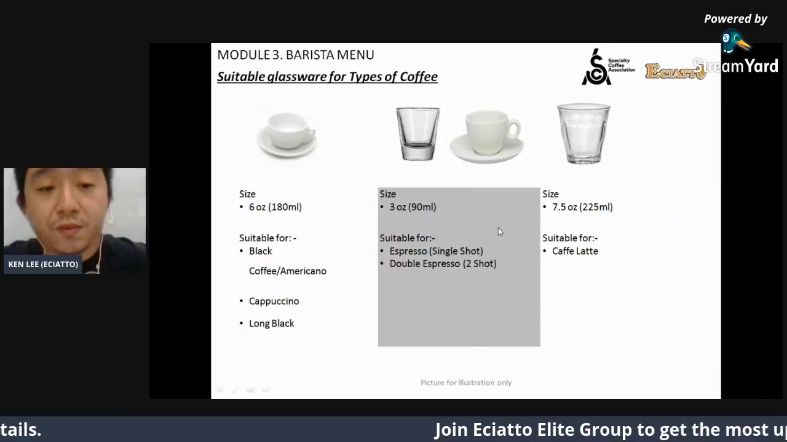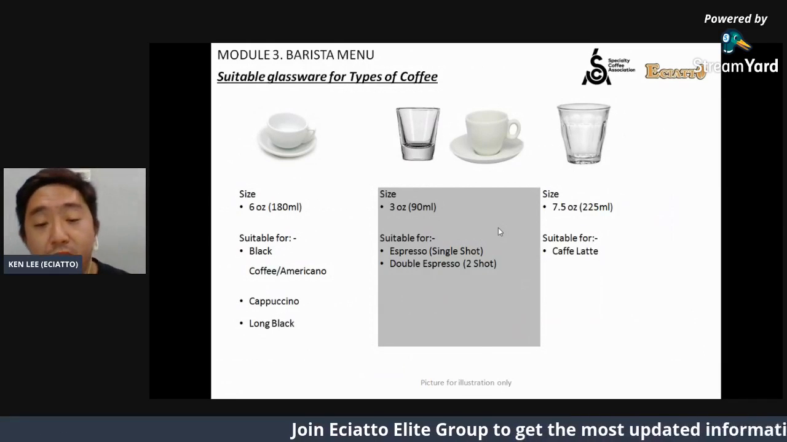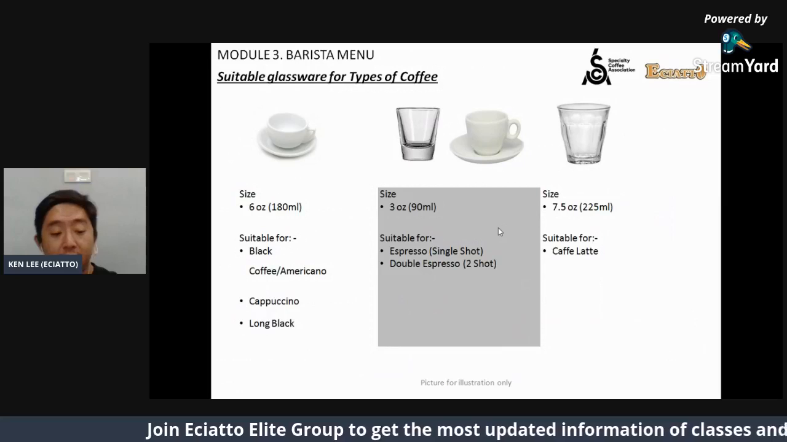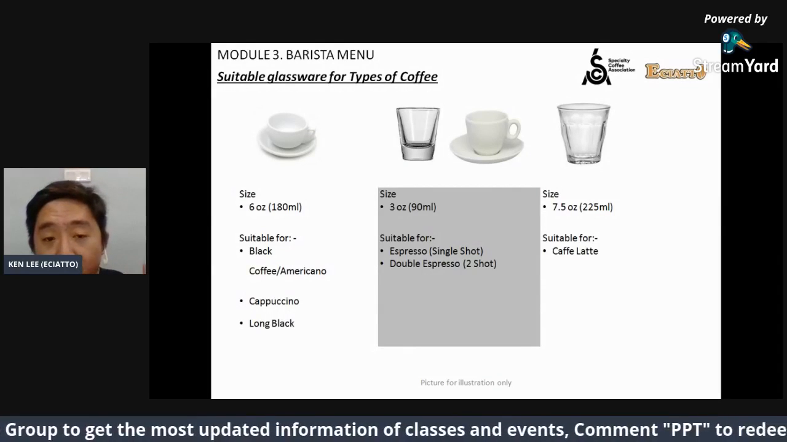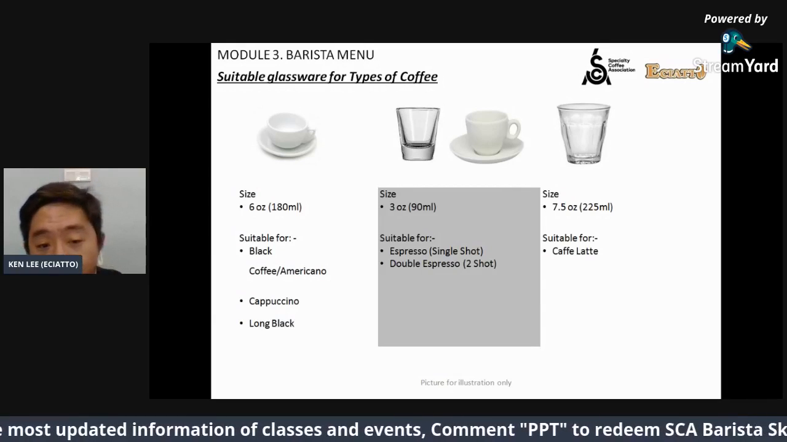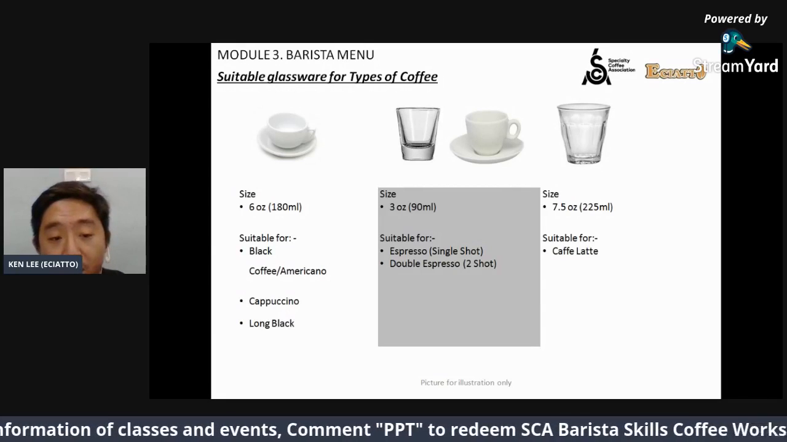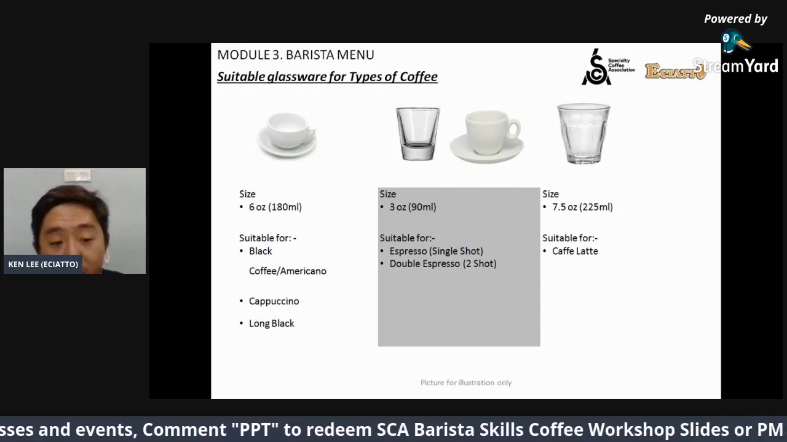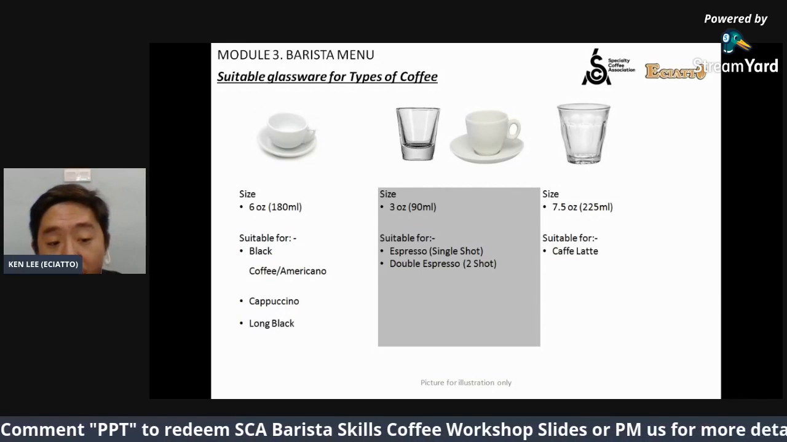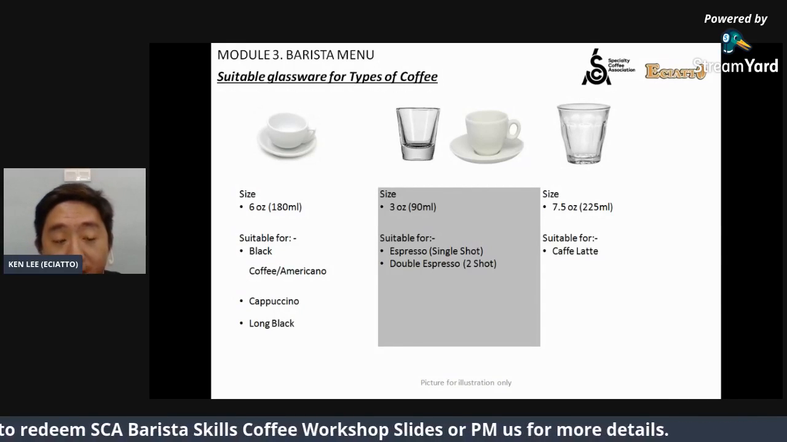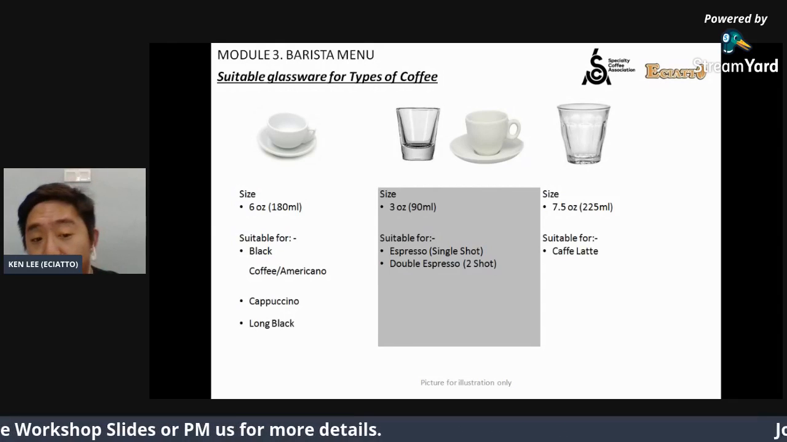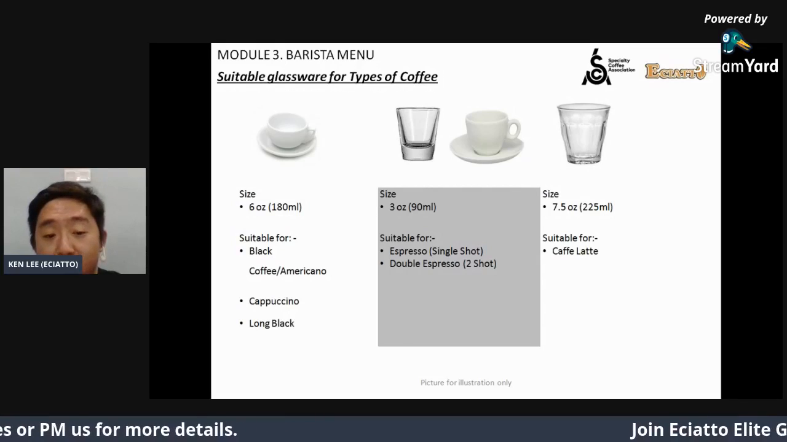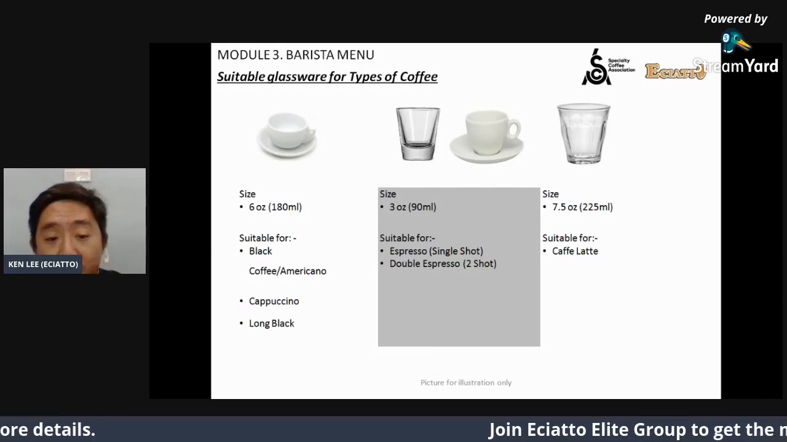So these are some of the glassware or cups that we can use. Suggested sizes: I do know that in the market you can see a lot of different sizes. You have 8 ounce, 10, 12, 14, 16, 18, 20, 22. Commonly for Americano or black coffee, we use around 6 to 8. For a shot glass or espresso cup, you can get 3 ounces. For latte, you can start with 7.5 or 8 ounces, maximum 10.